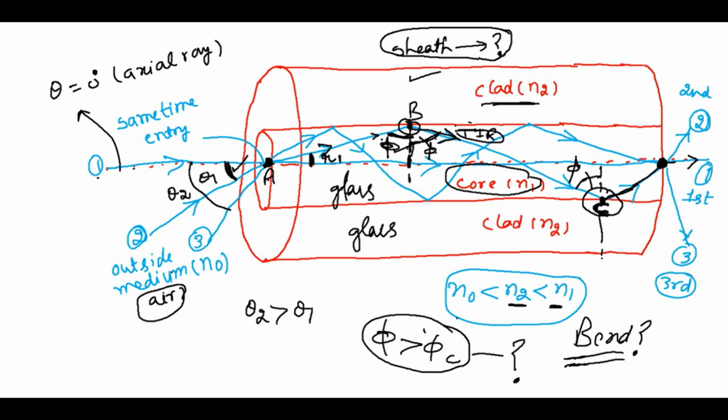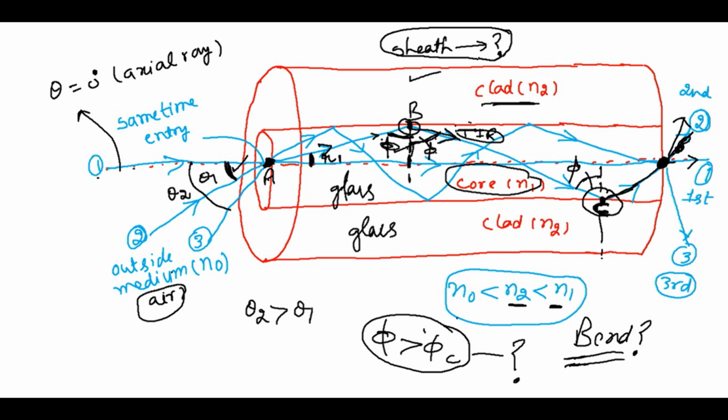Now since it is coming out from core into air, it is now traveling from denser into rarer medium, so it will bend away from normal. Since at the input as well as at the output the normal will be the axis, it will be bending slightly toward the surface of the fiber. So you can see that ray number 2 has suffered total internal reflections, and it has traveled more path as compared to ray number 1.